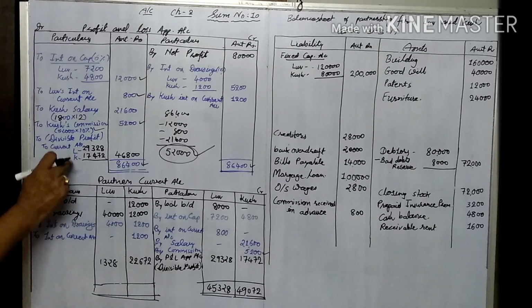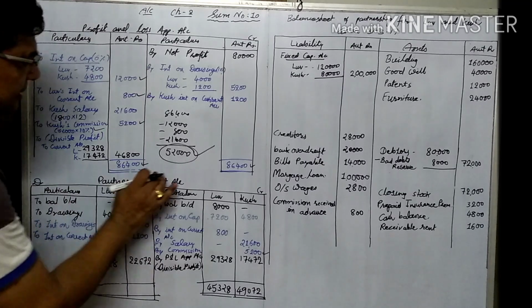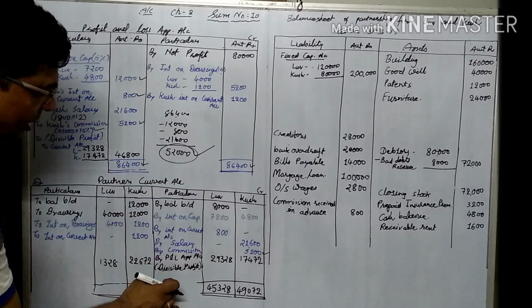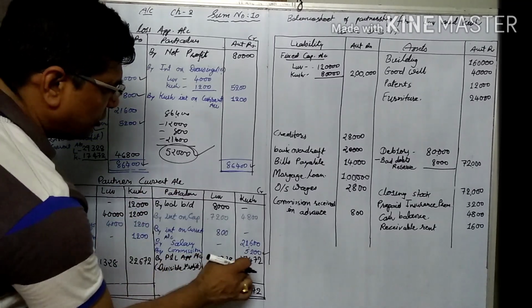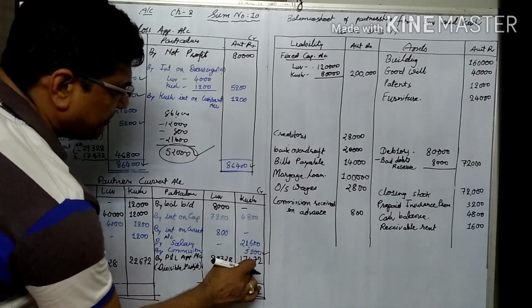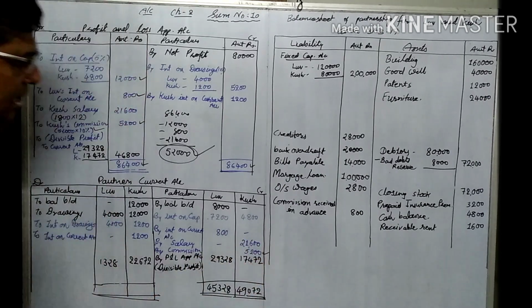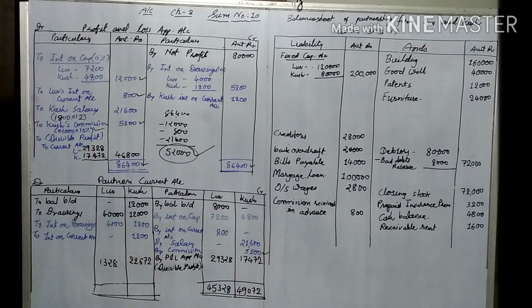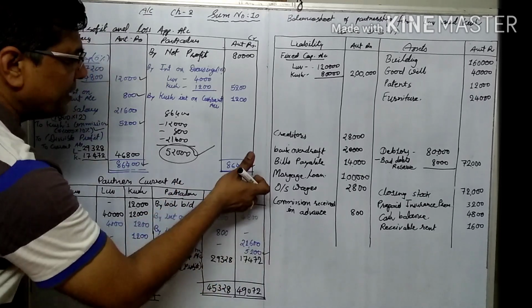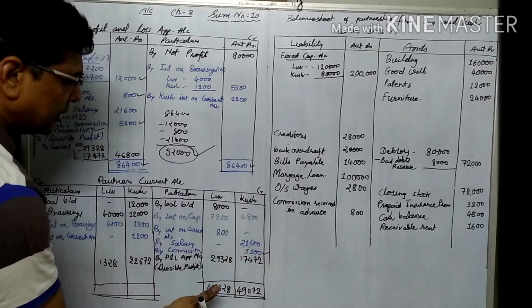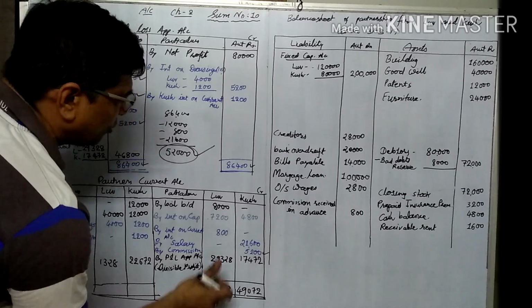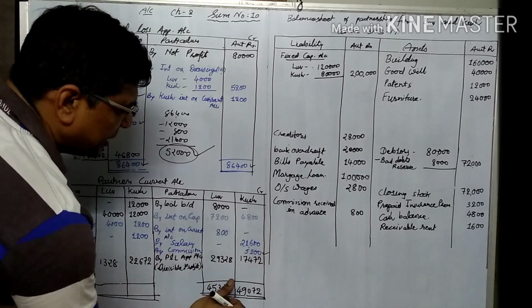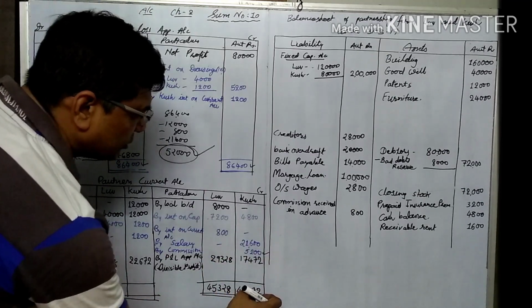Now that I am distributing that Love and Kush divisible profit, we have to transfer to partners current account credit side, profit and loss appropriation account, 29,328 and 17,472. Now we have to make the total. Current account credit side balance is more, so we have to do the first credit balance. The credit balance total of Love is 45,328 and Kush is 49,072.